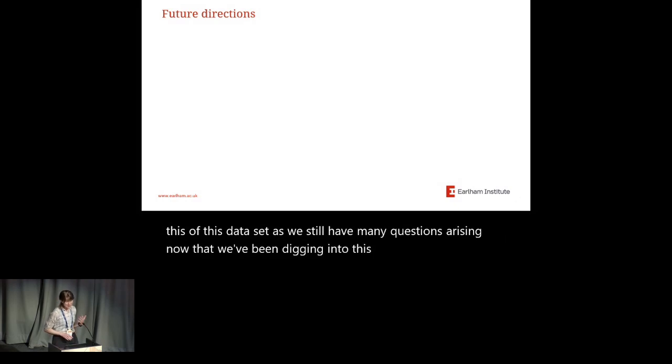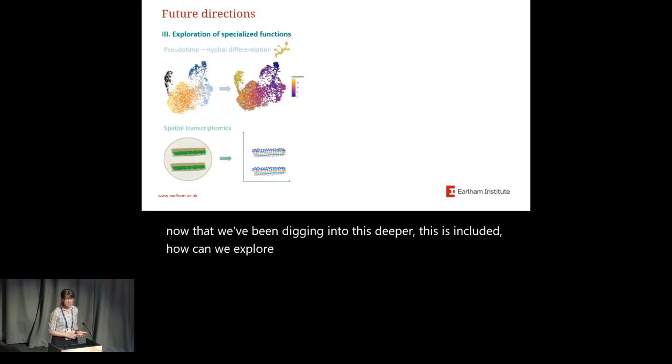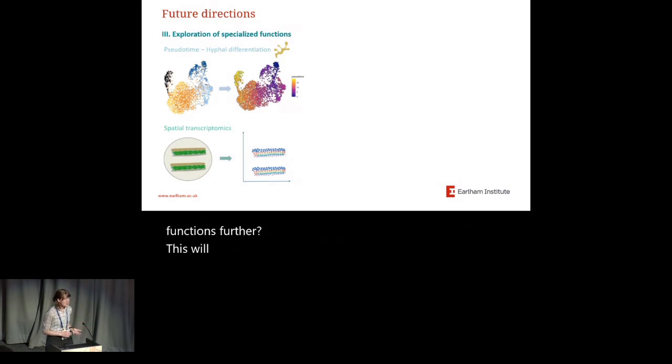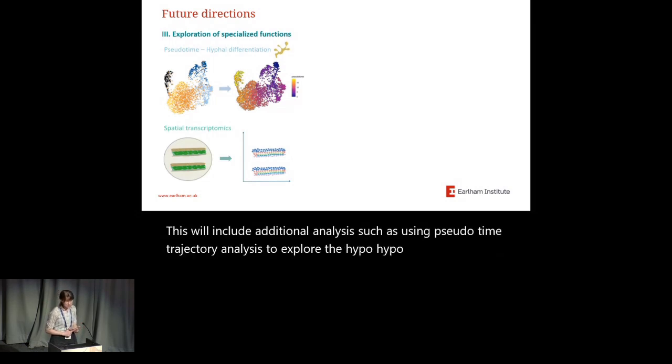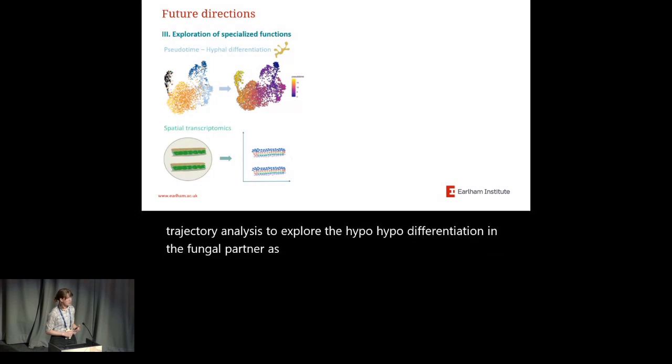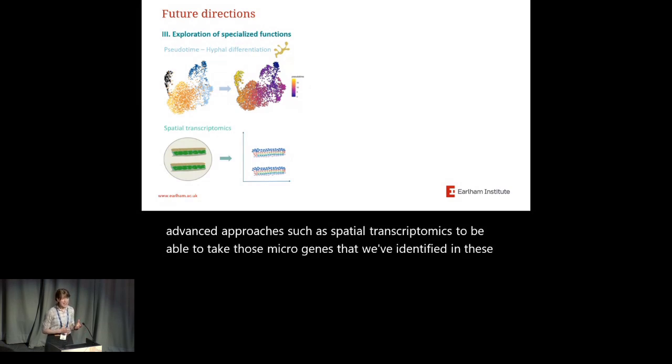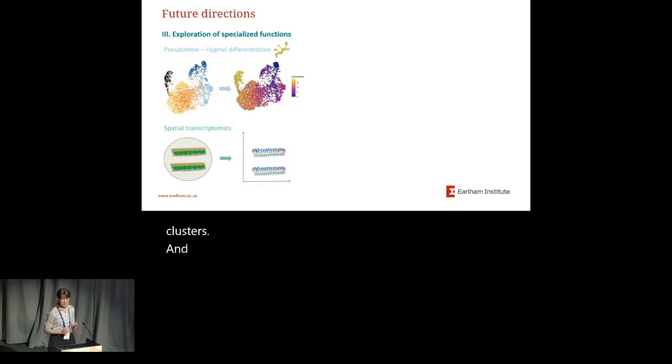This has included how can we explore some of these more specialized symbiotic functions further. This will include additional analysis, such as using pseudo-time trajectory analysis to explore the hyphal differentiation in the fungal partner, as well as how can we use other more advanced approaches, such as spatial transcriptomics, to take those marker genes that we've identified in these clusters and actually map them back onto the biological tissue to confirm where and when they are expressed.